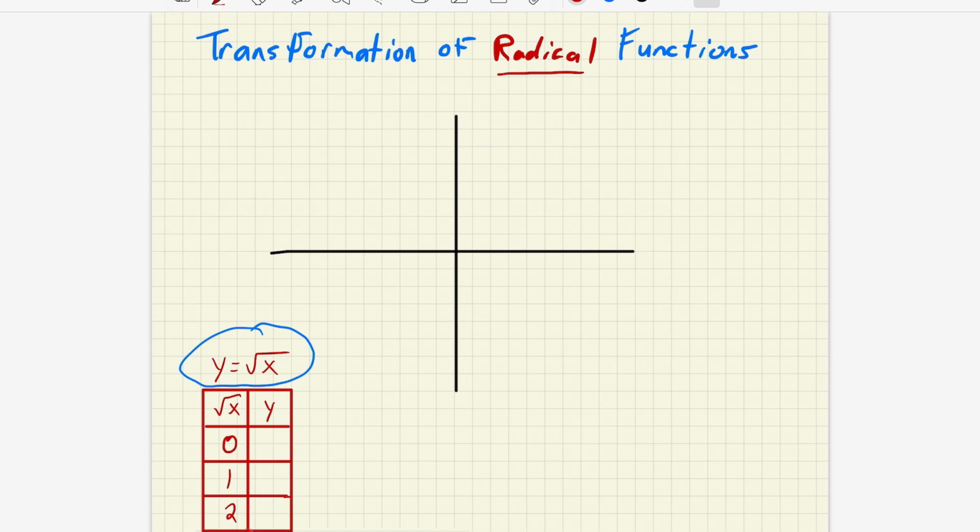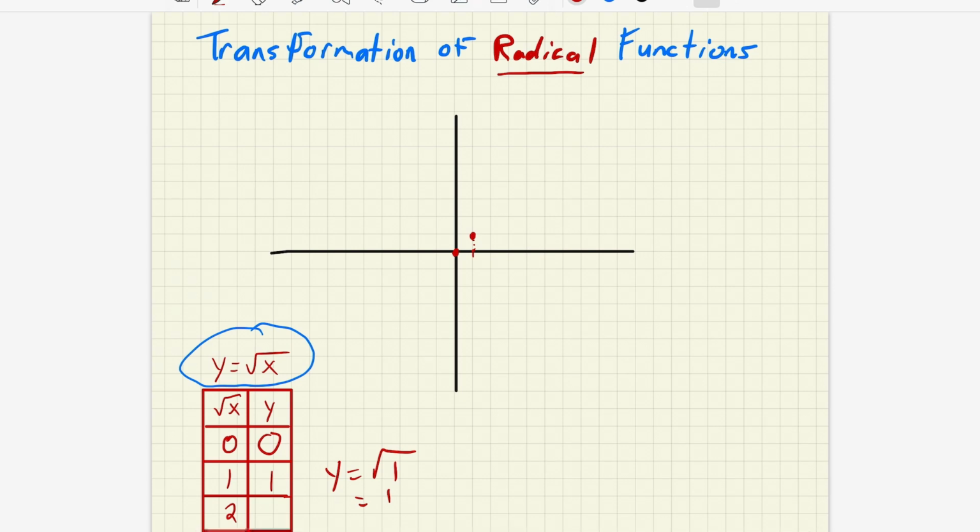So 0. If I plug in y is equal to the root of 0, well, that would just give me 0. And so my first point would be x at 0 is equal to y at 0, and I'd plot it over here. Now the second point, if I go y is equal to root 1, well, that's just going to equal 1, which again is an easy plottable point. So at x is equal to 1, I'm going to plot a y output of 1.